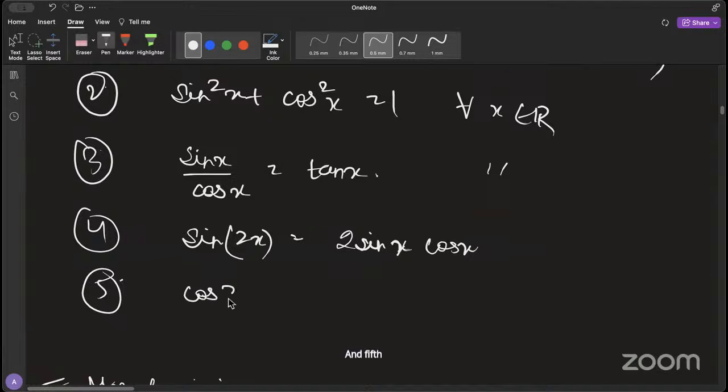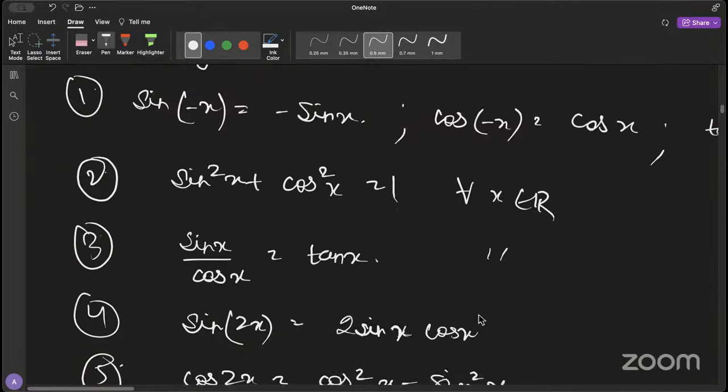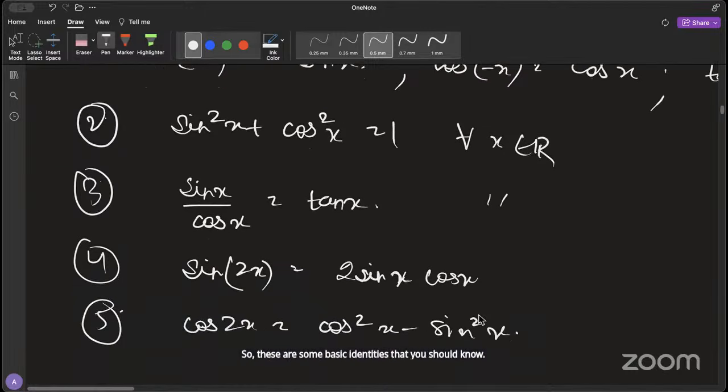And fifth is cos 2x, which is cos square x minus sine square x. So these are some basic identities that you should know.